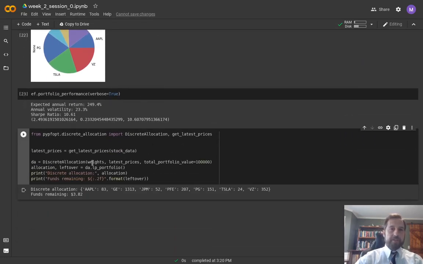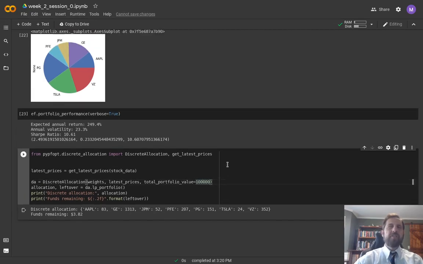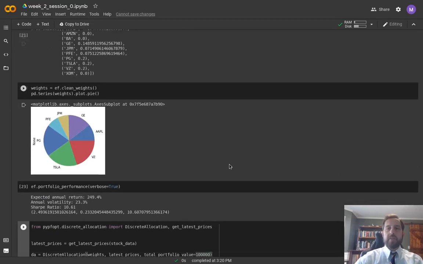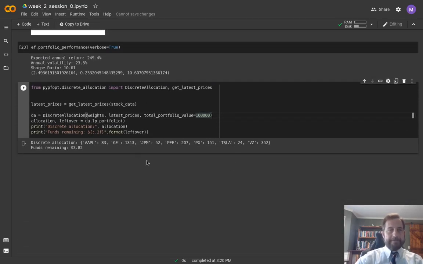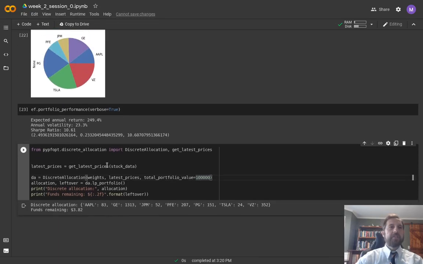So we can run this here using discrete allocation with our portfolio size. This is our portfolio size here, which I guess I have as 100,000. What are we supposed to use? Do I say 100? Yep, I say 100,000. So that's good. What this means is buy 83 shares of Apple, 1,313 shares of GE, and so forth. Because we're not buying fractional shares, we have some left over, $3.82.